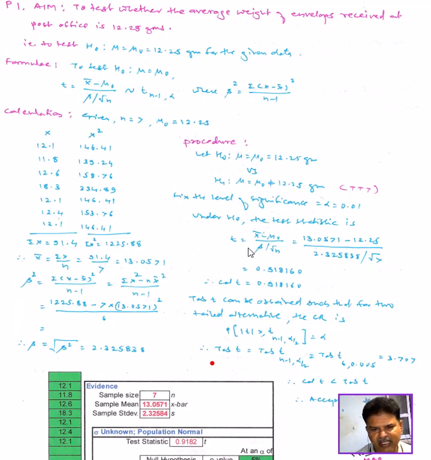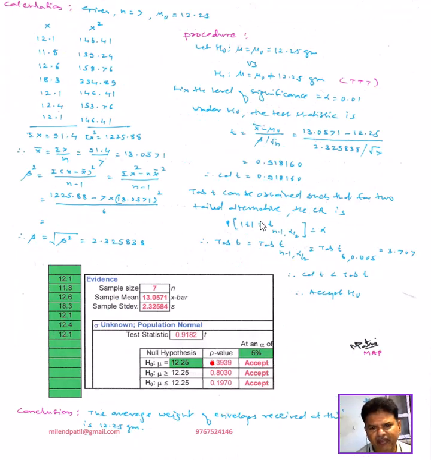So what is the test statistic? This is the formula: t is equal to x bar minus mu naught divided by s upon root n. So put all these values. x bar is known, 13.05. Mu naught is given, 12.25. S is the square root of s square, which is 2.32, and the value of n in this case is 7, so that is square root of 7. So what are we getting? The calculated value of t is 0.9181. And what is this value? So table t.